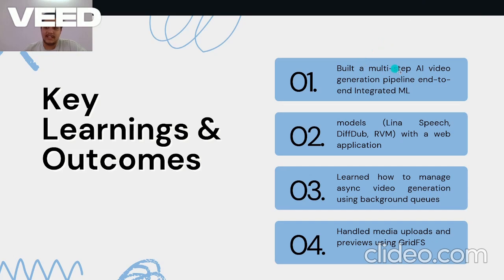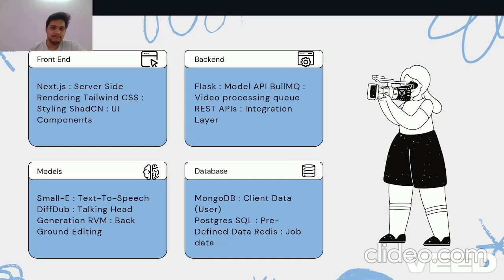So we built a multi-step AI video generation pipeline, end-to-end integrated machine learning models. Models that we used were line of speech, DiffDub and RVM with a web application. We learned how to manage asynchronous video generation using background queues, and we handled media uploads and previews using GridFS.